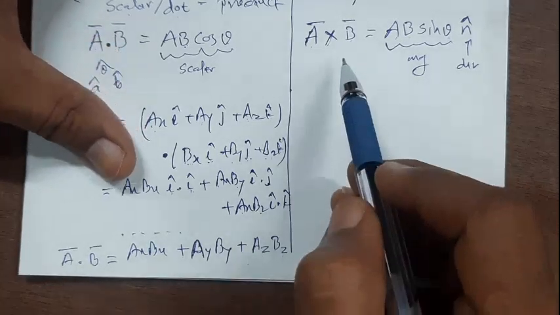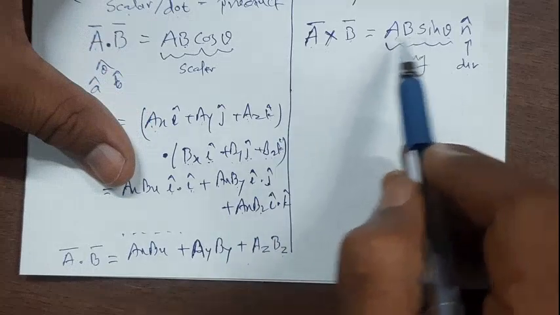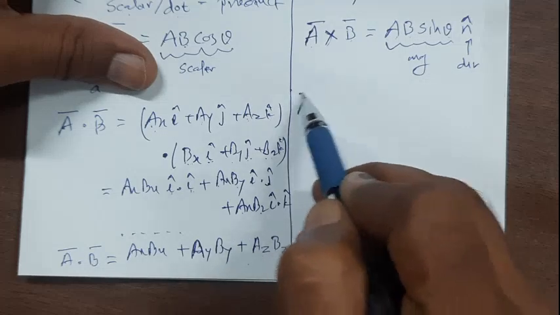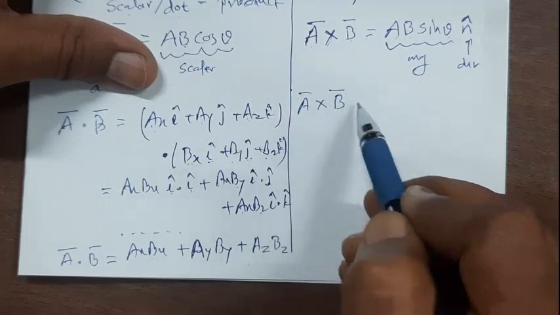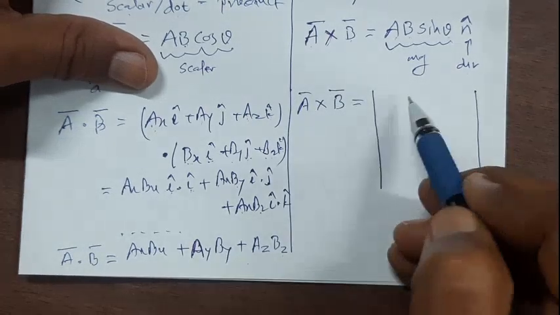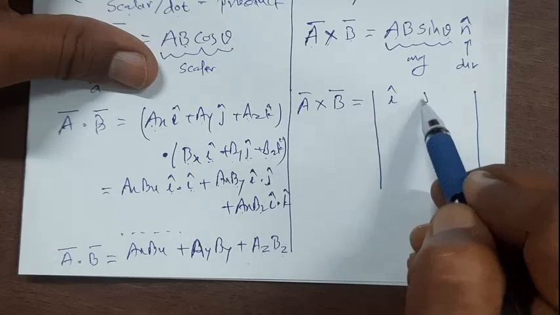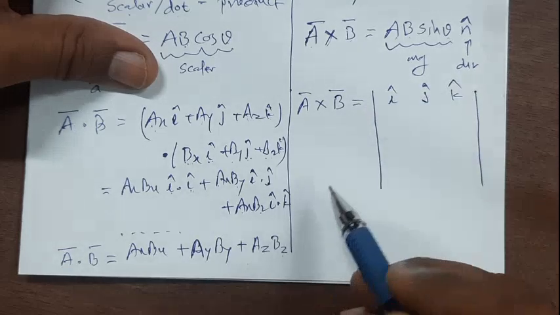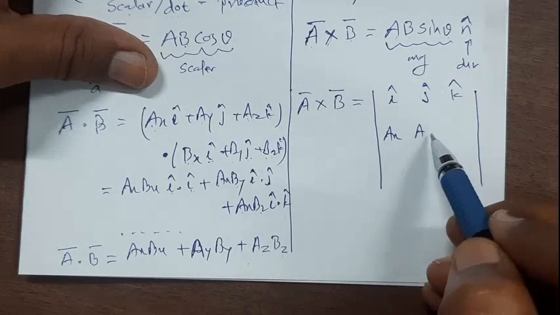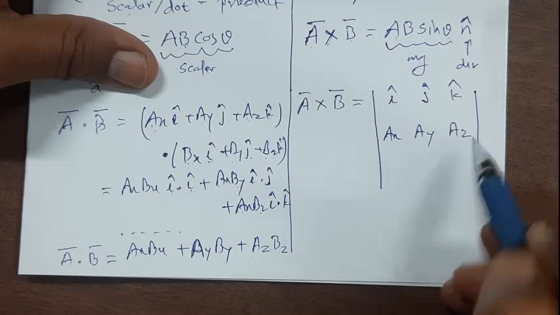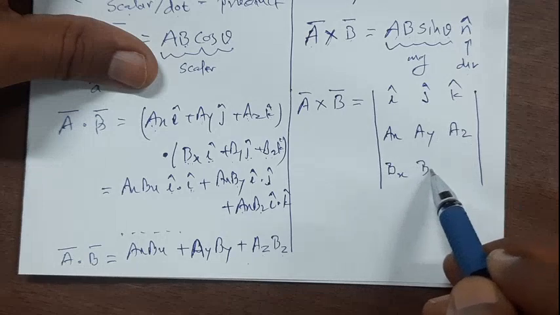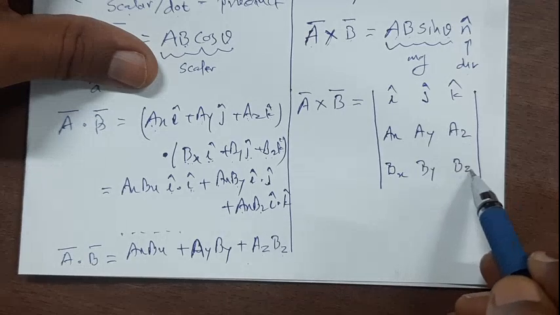Now, as it is defined, if they are in component form, then A bar cross B bar is given by a determinant whose first row is I cap, J cap, K cap. The second row is the coefficients of A bar, that is AX, AY and AZ, and the third row is the coefficients of B bar, that is BX, BY and BZ.